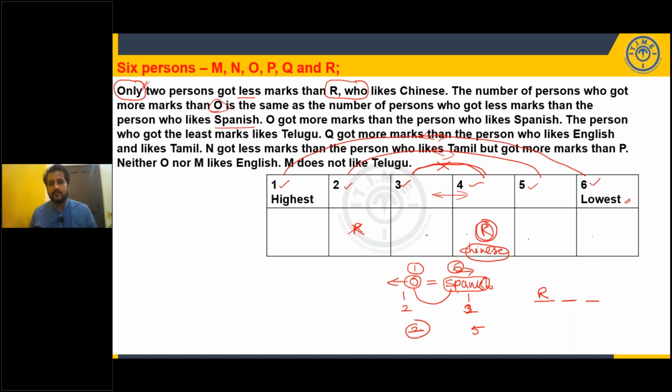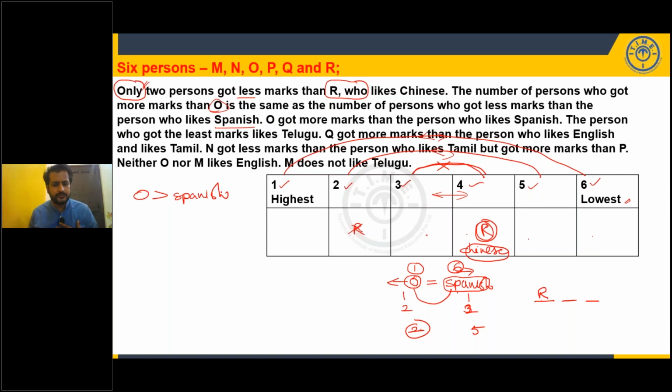So 2 and 5, 1 and 6 are possible. Fine. Now what is the next clue given? So it is leading to how many possibilities? 2 possibilities. Okay. O got more marks than the one who likes Spanish. So here it is clearly known that O scored more than Spanish.